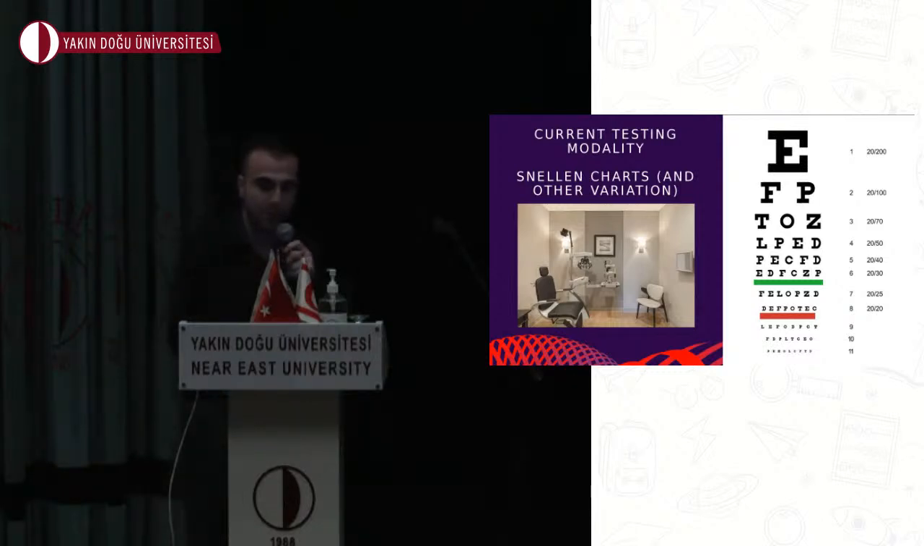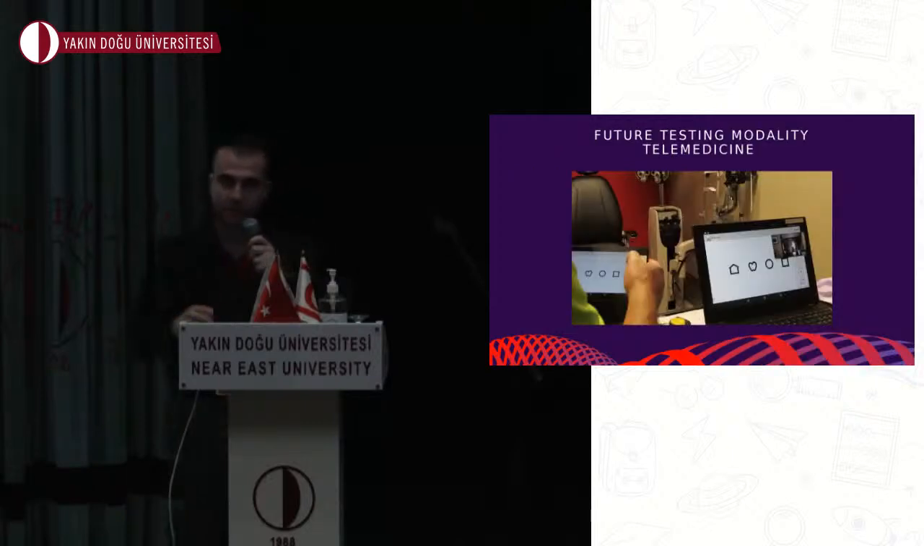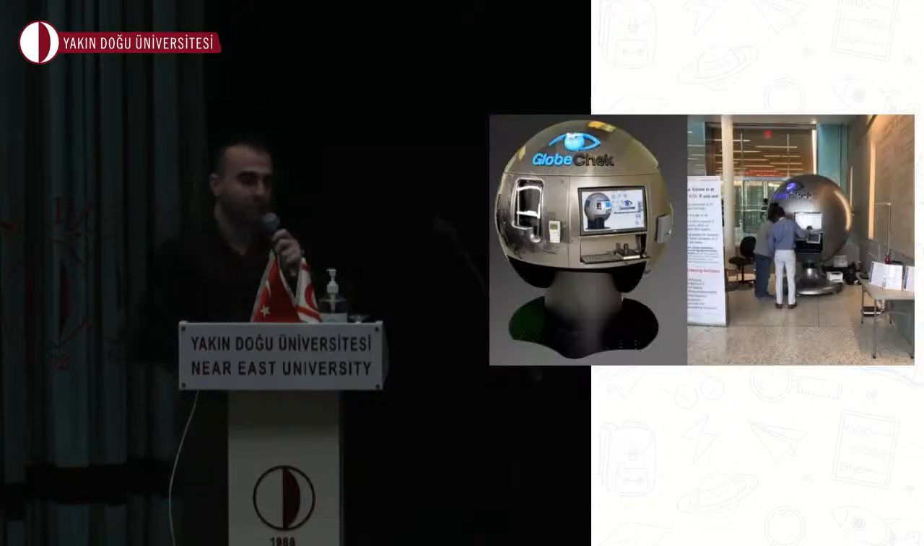So this is the Snellen chart. And telemedicine, as I told you, uses the same fundamentals, but it integrates telecommunication technologies. Here we have shapes because we have a pediatric patient in this example. And in California and Florida, we have a new device that they introduced called the Globe Check.